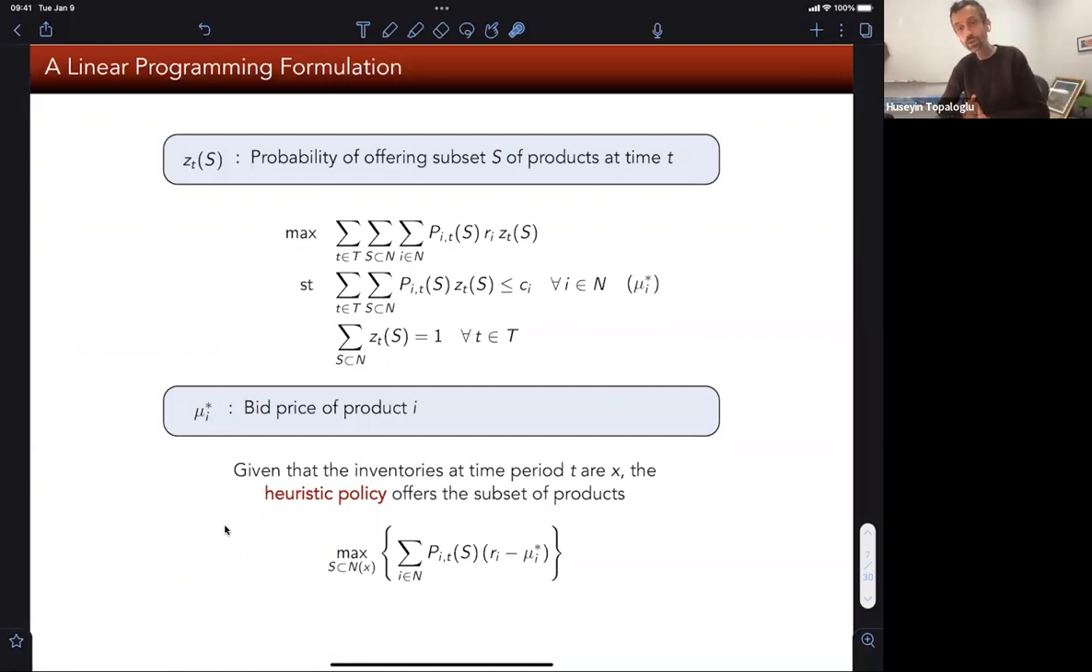And then later in the talk, we're also going to look at capacity-dependent bit prices as well. It turns out that by constructing time and capacity-dependent bit prices, we're going to be able to construct policies that have performance guarantees.